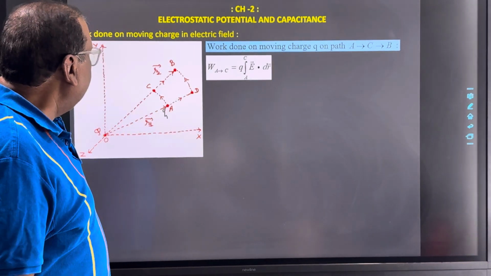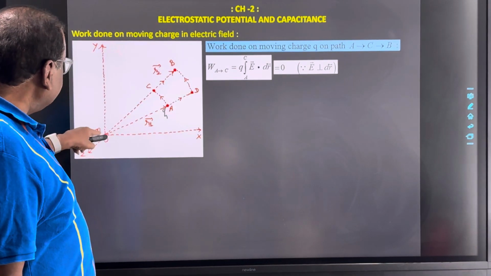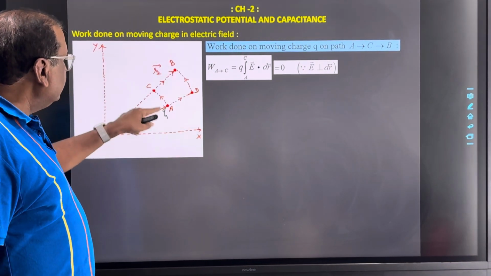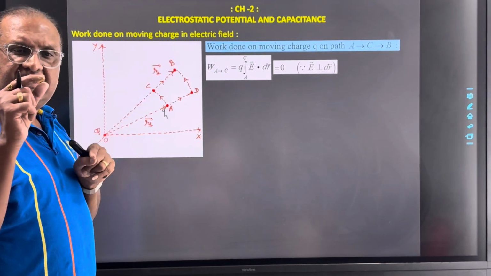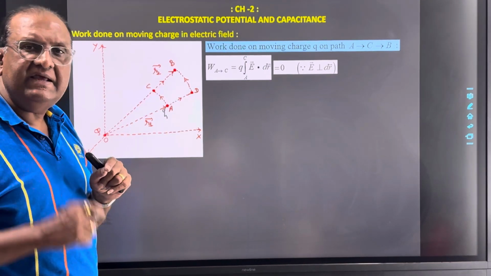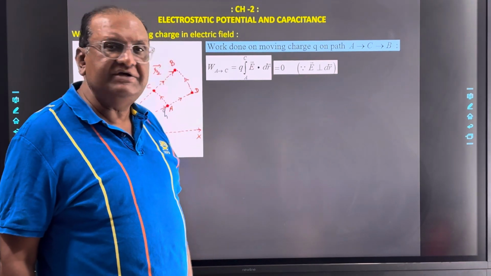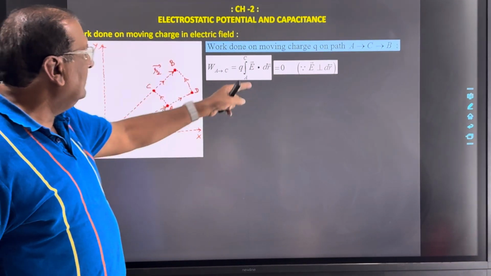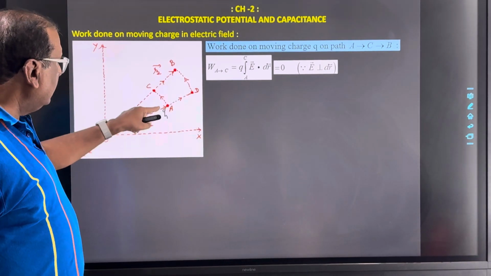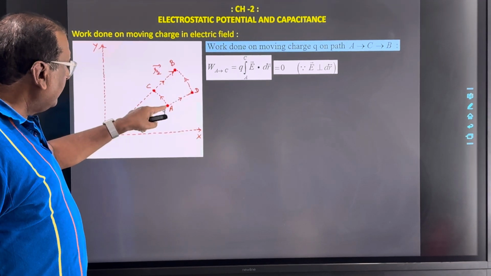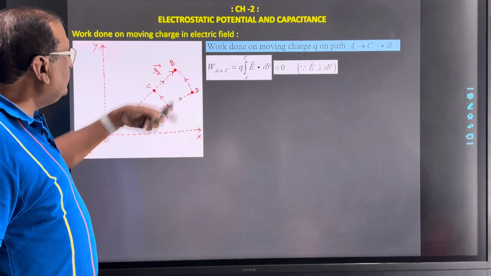Now here this work done will be 0. Why? Because the electric field is radially outward. So at each and every point on the AC path, the infinitesimal displacement dr and electric field E are perpendicular to each other, and therefore the dot product E dot dr comes to 0. So work done to move charge small q from A to C is equal to 0. Now move it from C to B.